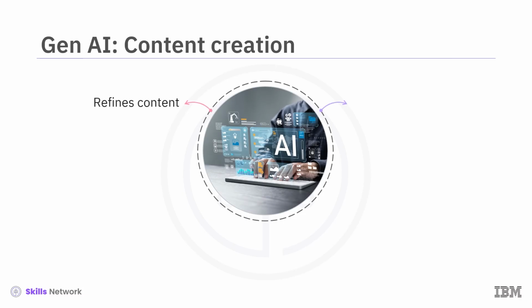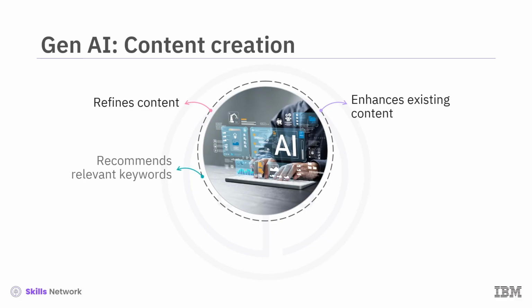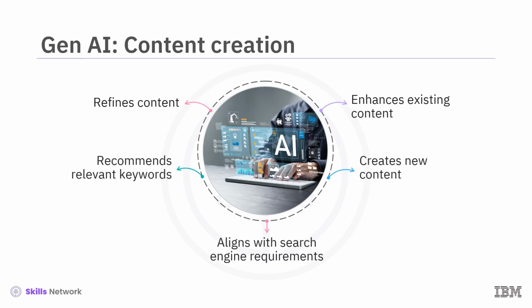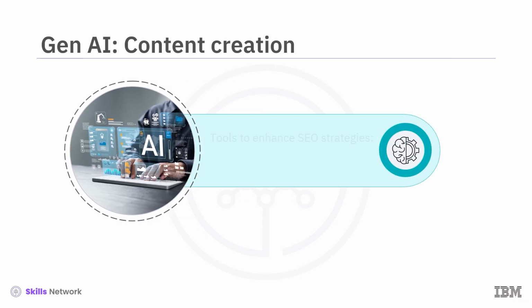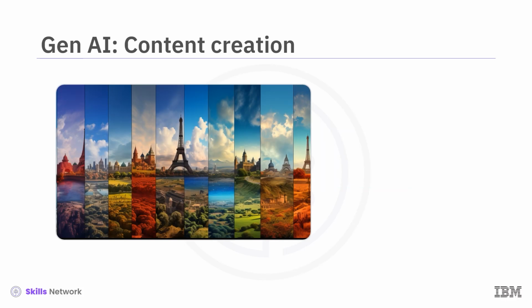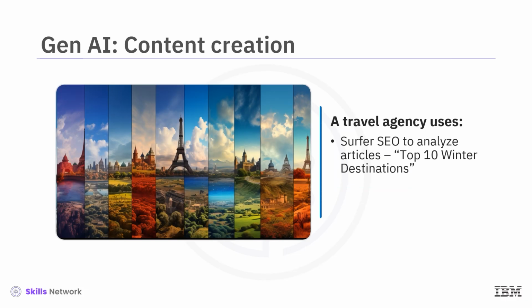Gen AI-driven tools can provide insights to refine and generate content. They can enhance existing material, suggest relevant keywords, and create fresh content meeting the search engine requirements. Marketers use tools such as ClearScope, Surfer SEO, and ChatGPT to implement data-driven content strategies. Consider the case of a travel agency. The agency uses Surfer SEO to analyze an article on top 10 winter destinations, and then refines it with ChatGPT for better keyword integration, leading to higher rankings.